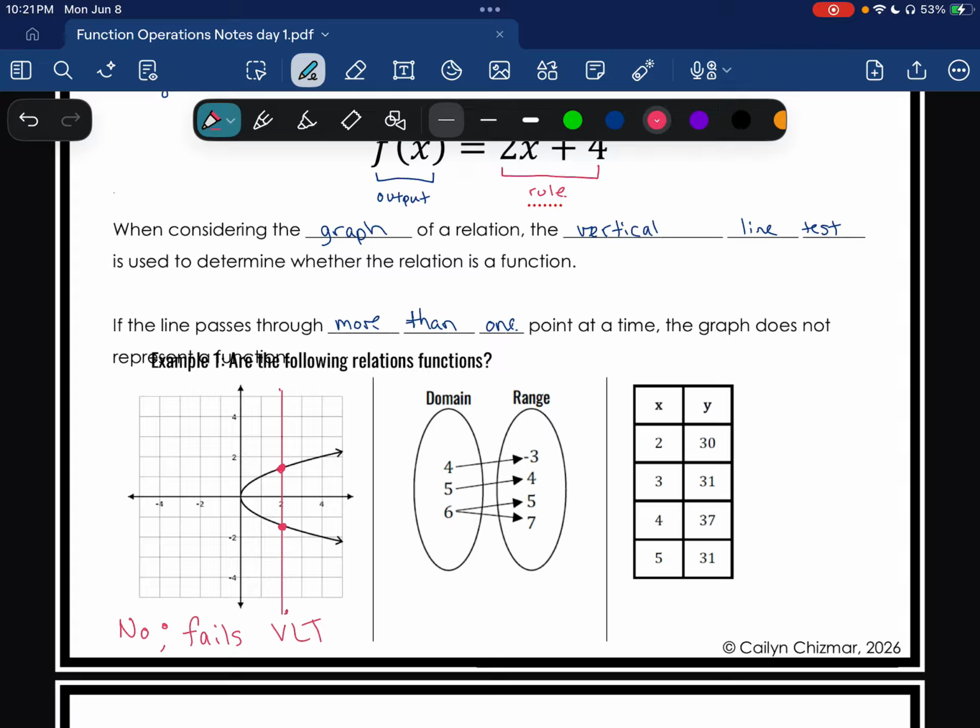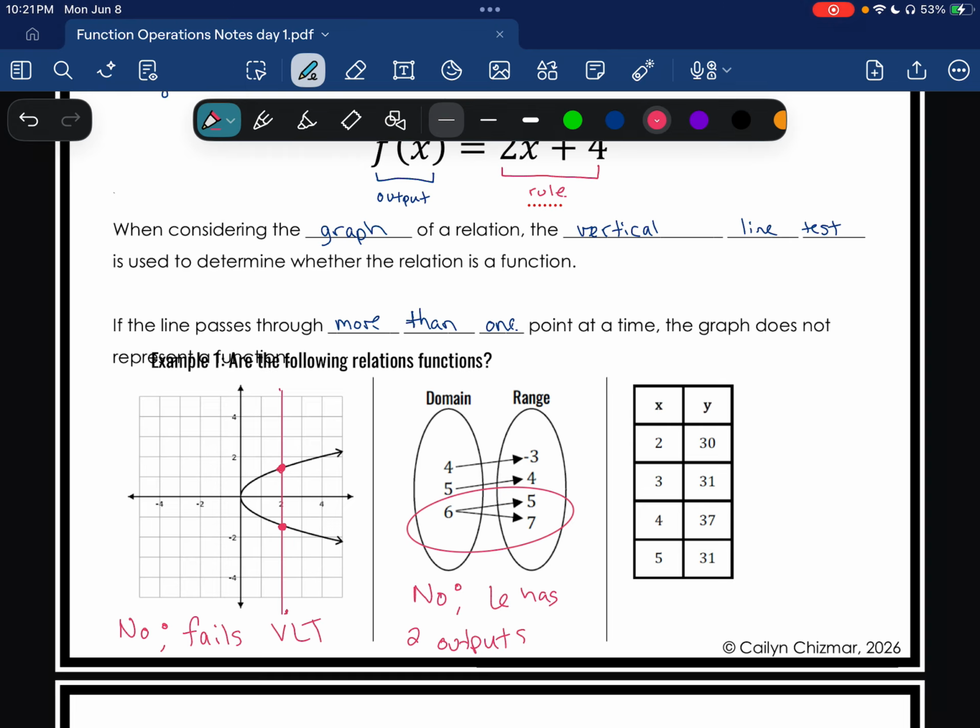Okay, so now that we've refreshed our memory on all this vocab, let's remind ourselves of some operations with function notation. We can combine functions by adding, subtracting, multiplying, and dividing.